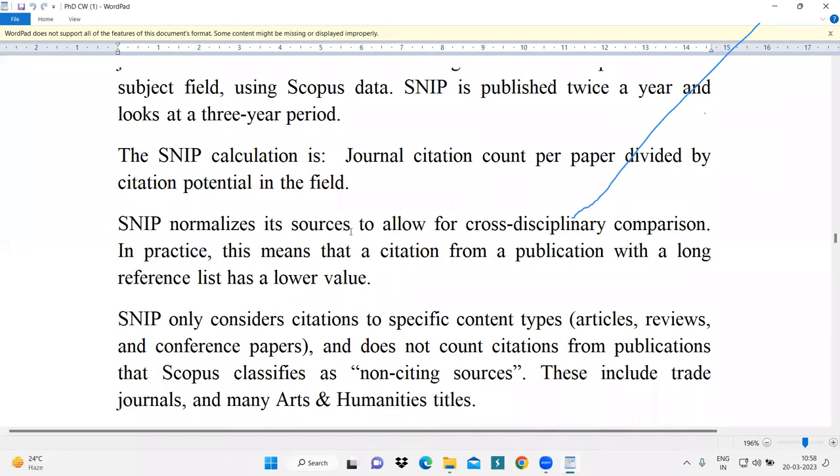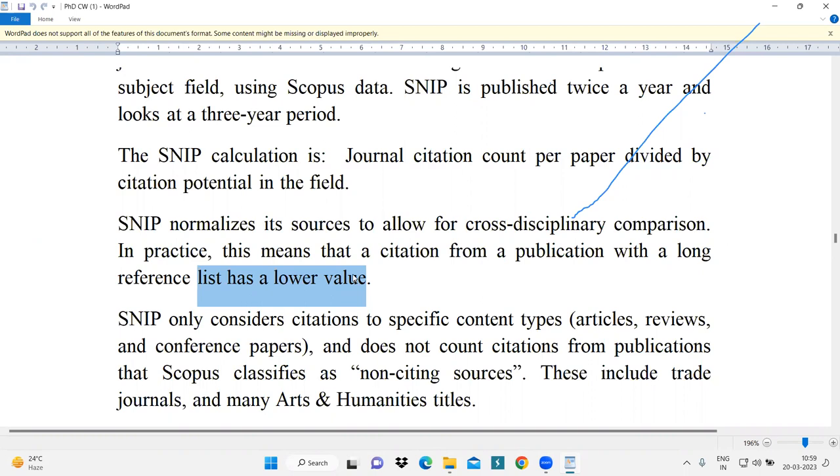So SNP normalizes its source to allow for cross-disciplinary comparison. In practice, this means that a citation from a publication with a long reference list has a lower value. In the previous class, when we were talking about Mendeley, I had shown you in MS Word that when I was citing some author against a particular sentence, the reference list was prepared. So citation is something different and reference list is something different.